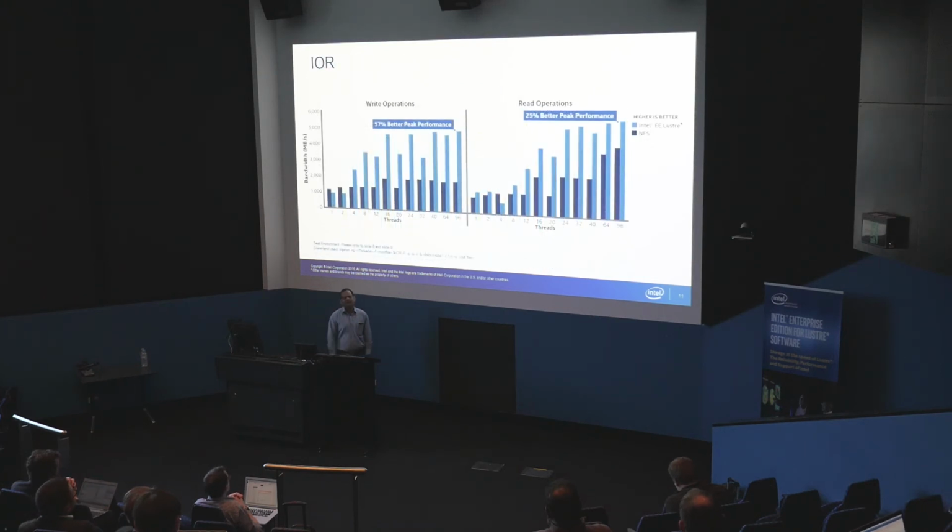Coming to IOR, you can look at the left-hand side, which showed the write operations. NFS scores better while running with a single thread or a dual thread. But scaling up further, Lustre can scale much better than NFS. We were able to get about 94% of the write efficiency from the storage using Lustre as we scale up.